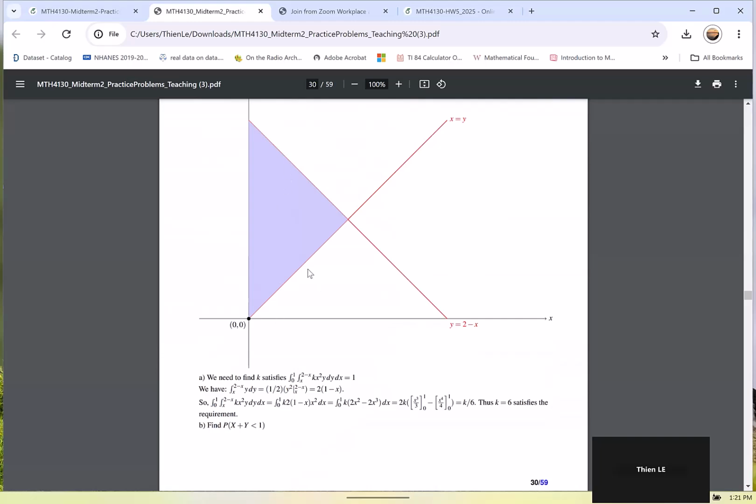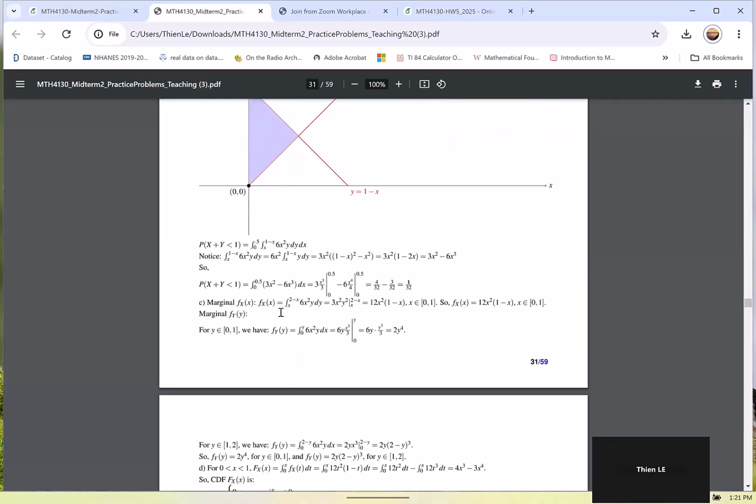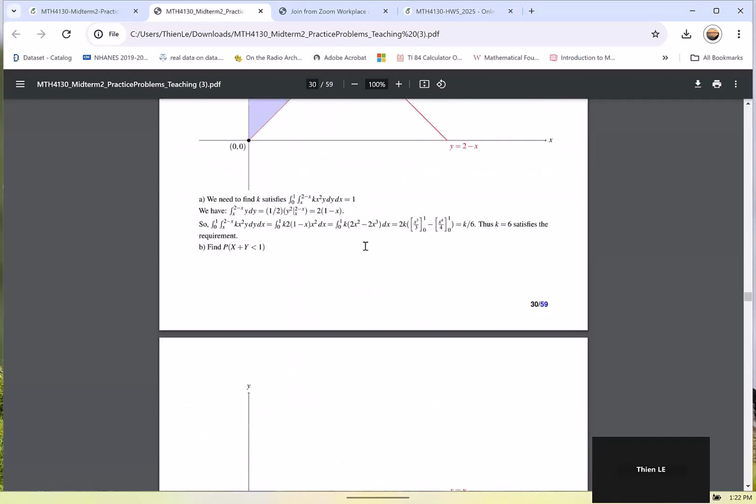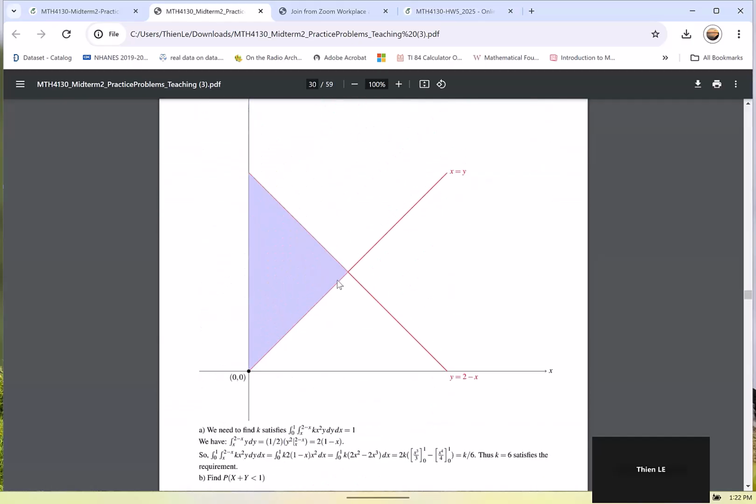From x to 2 minus x. So it gives you the marginal of x, okay? x belongs to 0, 1. So which means it gives us this. For the marginal for y, with this support region, okay?